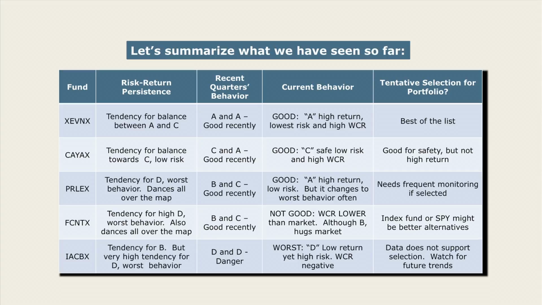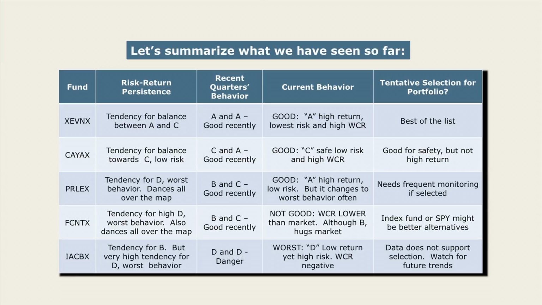FCNTX, with high D, worst behavior, has a tendency to dance all over the map, but its recent quarters' behavior is B and C, good recently. Its current behavior is not good. WCR is lower than the market. Although B, it hugs the market. An index fund or SPY might be better alternatives.